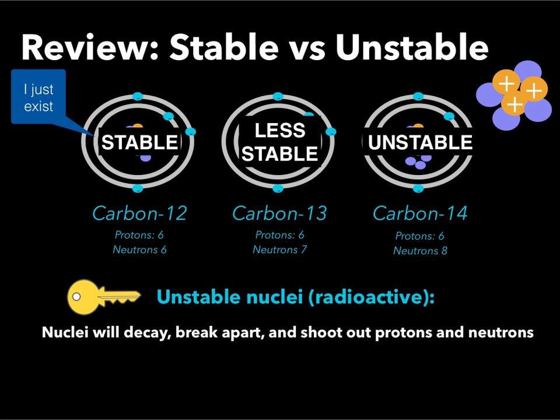From our last video, we talked about how unstable nuclei, we also call them radioactive, because these nuclei will decay, break apart, or shoot out protons and neutrons. So they're unstable if they have a different ratio of protons and neutrons. Nothing really happens to stable nuclei, they just kind of exist. So we really care about the unstable nuclei.